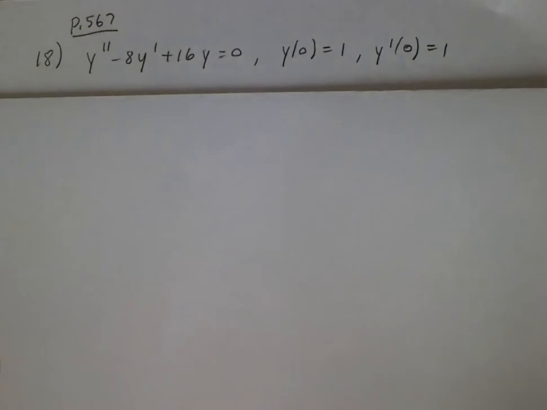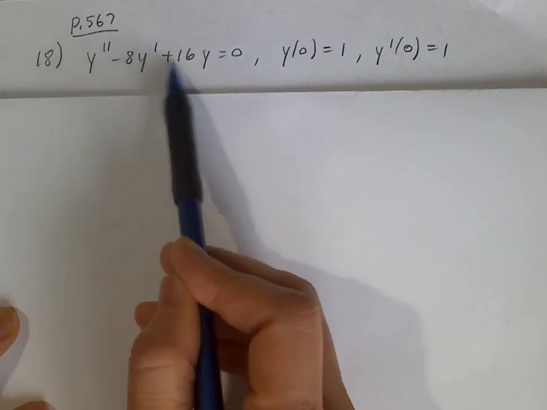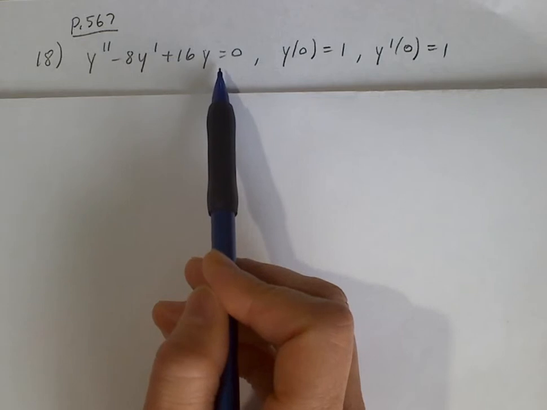I'm doing page 567, problem number 18, and the direction is use the results of exercises 9 through 14 to find a solution to the initial value problem. So the given problem is y double prime minus 8y prime plus 16y is equal to 0. And that is exactly the same thing as problem number 12 if you look in your book.